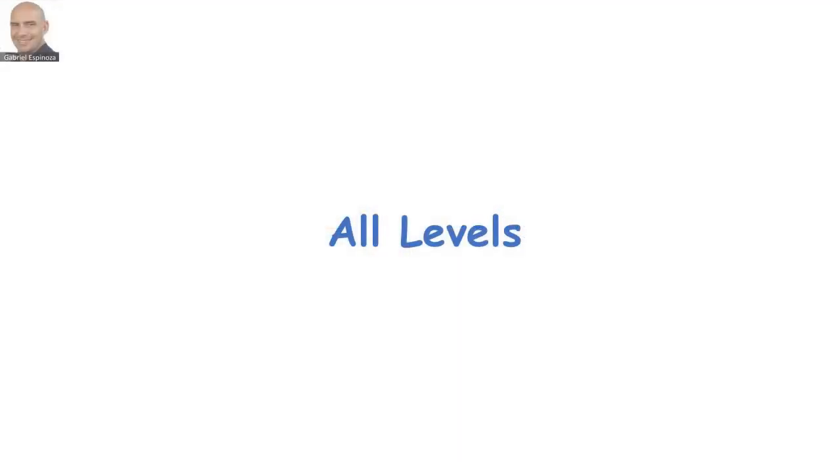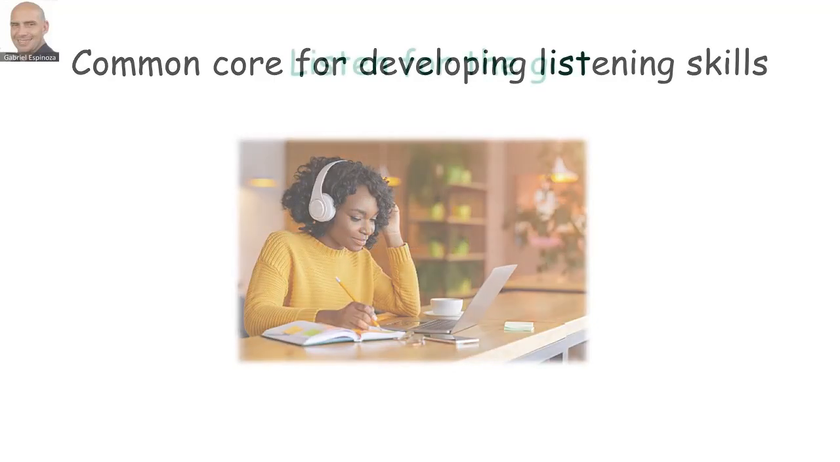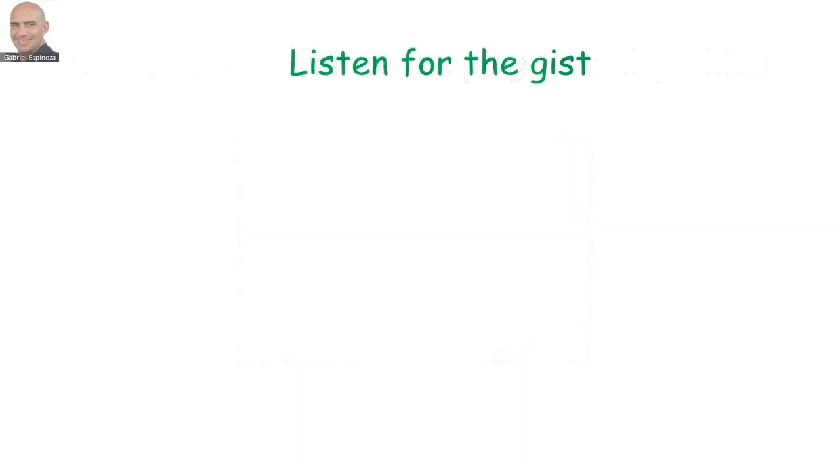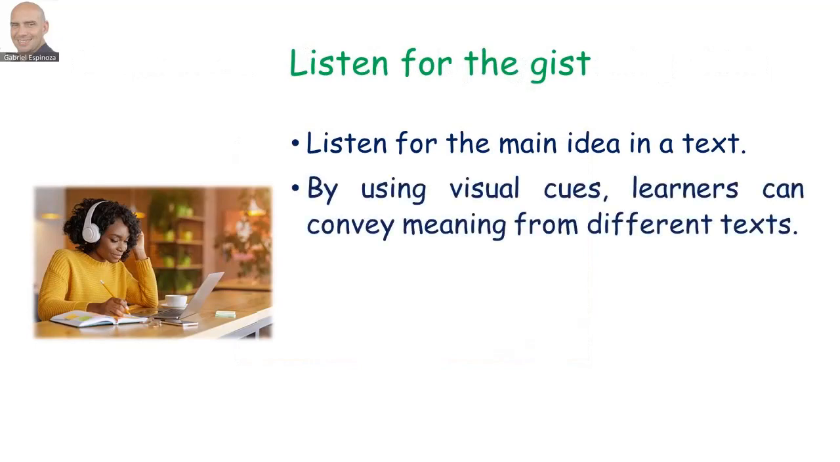All levels. There is a common core for developing listening skills in all the levels, such as listen for the gist. Learners listen for the main idea in a text in order to gain a macro perspective. By using visual cues, learners can convey meaning from different texts.